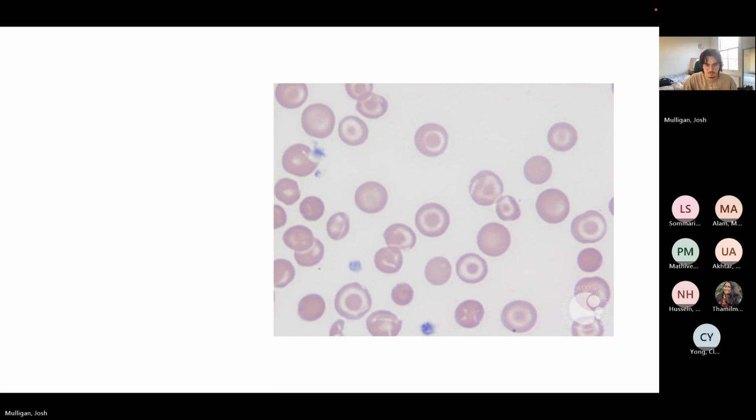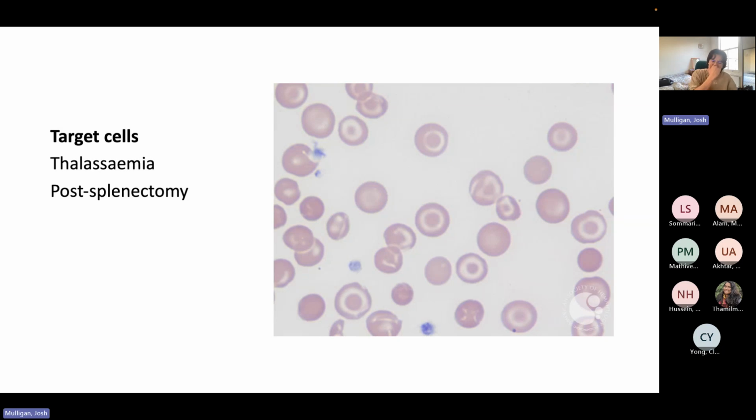Okay, I just flashed the answer, but does anyone want to tell me what these are? The target cells, exactly. And what might you see these in? Hypersplenism, iron deficiency anemia, I think lead poisoning, thalassemia, sickle cell. I think I'd agree with you. So thalassemia, post-splenectomy.